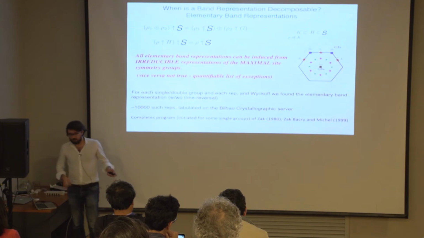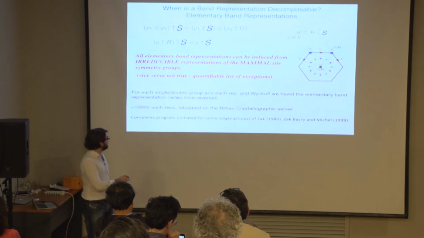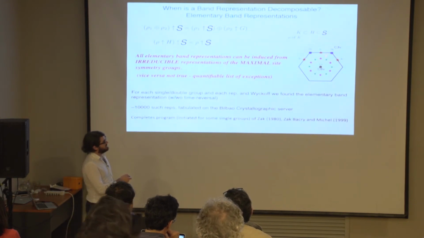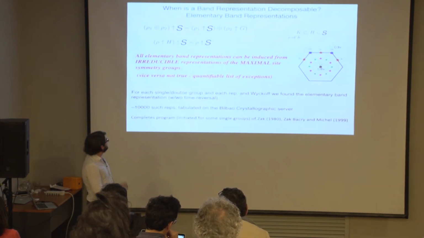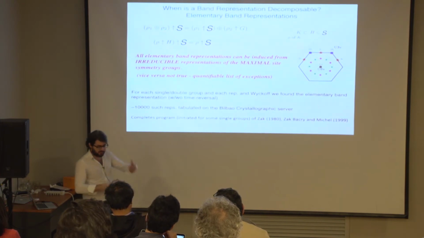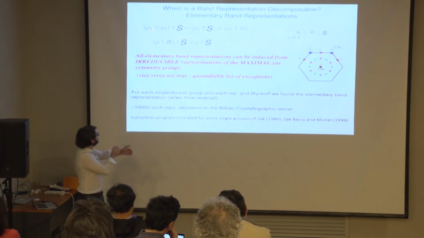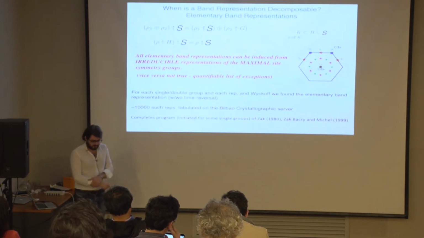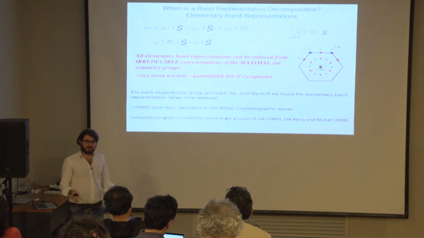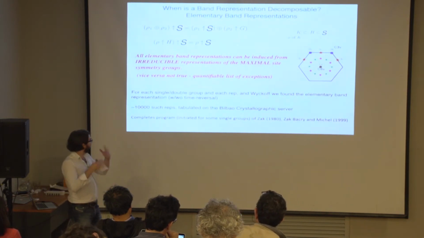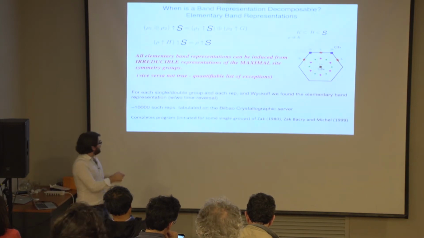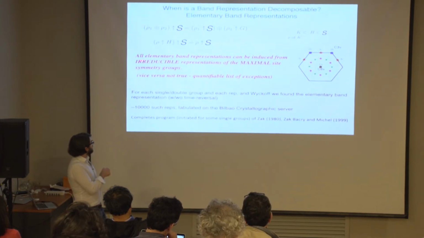So I only have to look at maximal Wyckoff positions, and I only have to look at irreducible representations of the site symmetry group of maximal Wyckoff positions, because if the representation were reducible, I could decompose it and induce from those. So basically the moral of the story is that to get band representations, the so-called elementary band representations, these elementary band representations can be induced from irreducible representations of the maximal site symmetry groups.